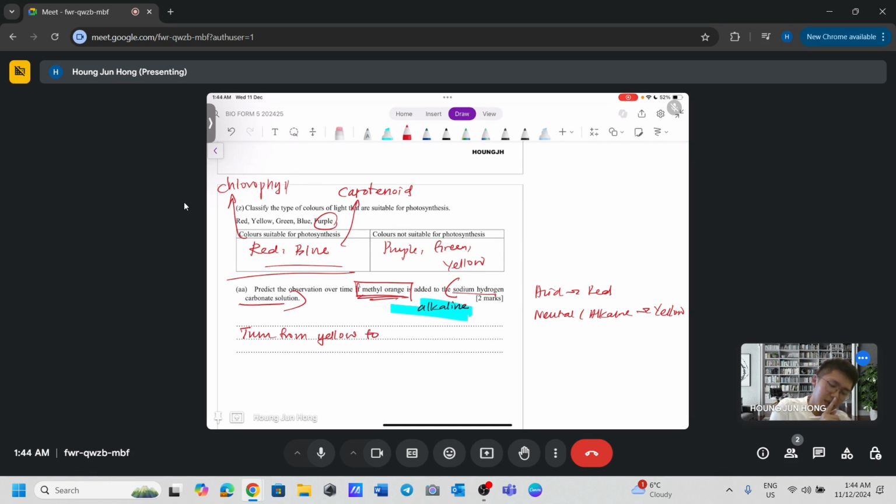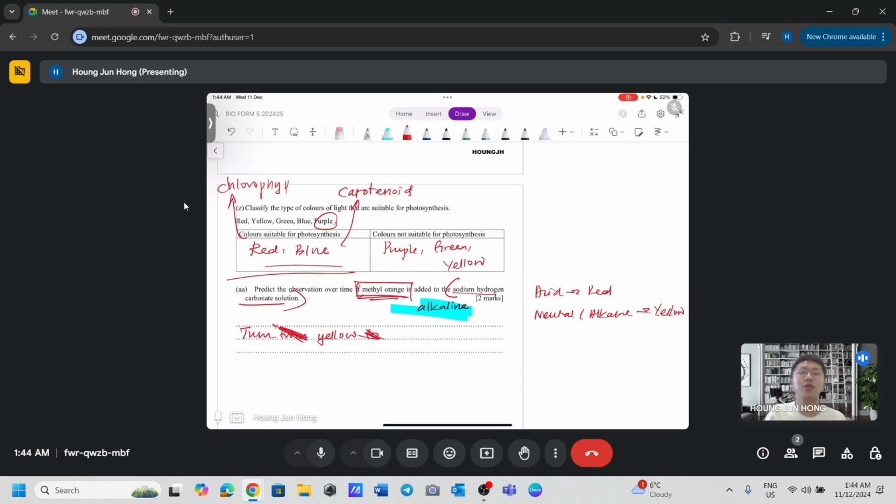Let me think. Carbon dioxide makes it very acidic. Sodium hydrogen carbonate, carbon dioxide. No, you produce oxygen, right? It shouldn't be. Let me change the answer a bit. It will just turn yellow. Yes, correct, it will just turn yellow.